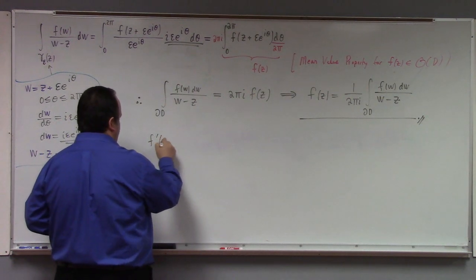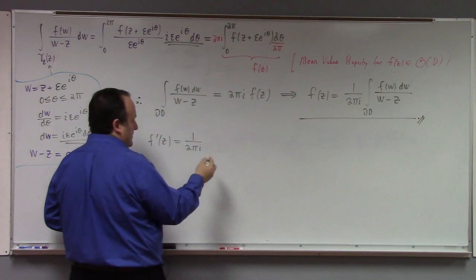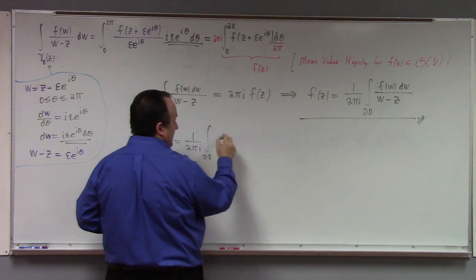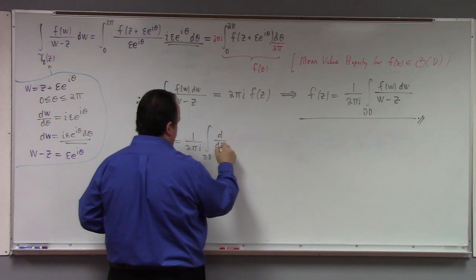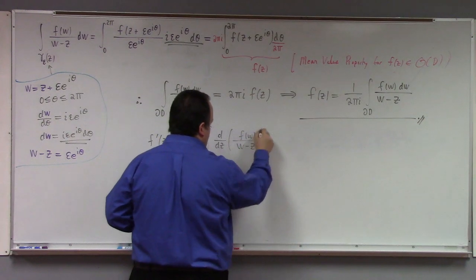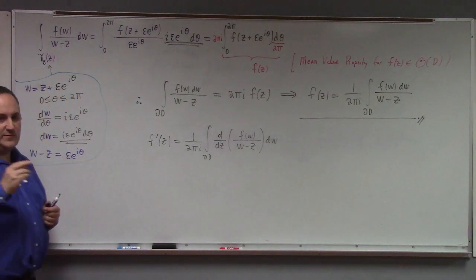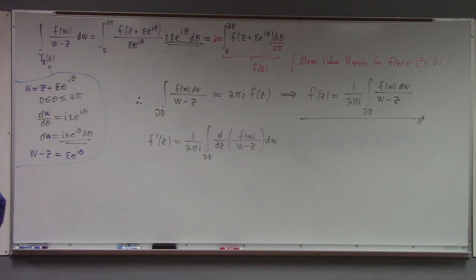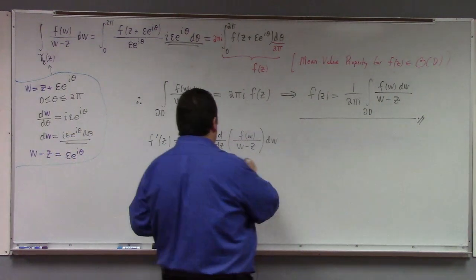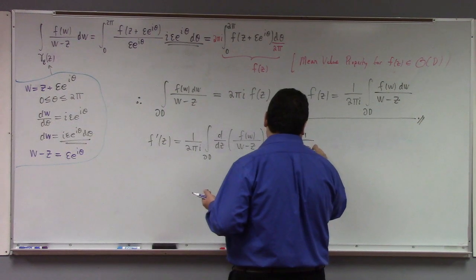All right, f prime of z, 1 over 2 pi i. I'm going to stick with my w. Integral over the boundary of d dz of f of w over w minus z. Now, suspend your disbelief that I can just permute the order of integration and differentiation. All right? But suppose I could. If I could, then I'd have this, which would give me what? Can you differentiate that?